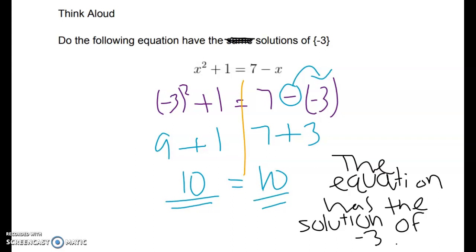So just to recap what I did, I saw that the problem already told me the solutions. All I had to do was plug it into the equation. I wanted to make sure I simplified, so I knew my left-hand side would have to equal the right-hand side. If I ended up with different numbers on each side, then it would be considered a false statement, so the solution would be inaccurate.